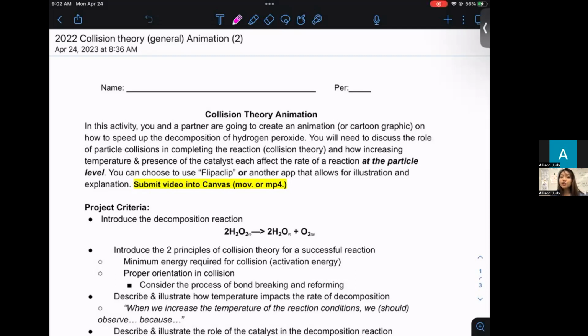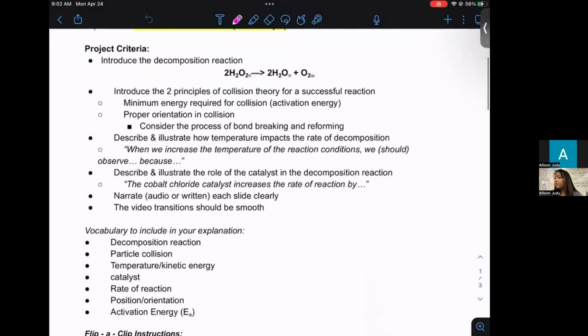So what you're going to do is you're going to create a Flip a Clip that explains all of this. And the Flip a Clip can be anywhere from a minute to 2 minutes. I really don't think it needs to be longer than 2 minutes. I highly doubt so. And I also wouldn't expect it to be less than a minute because I don't know how you would get the information in otherwise. Last year, people that did like 30-second videos, I docked them off. I was like, you did not explain this well enough.